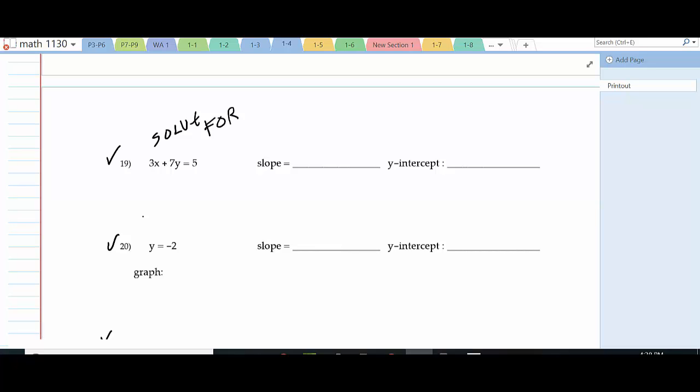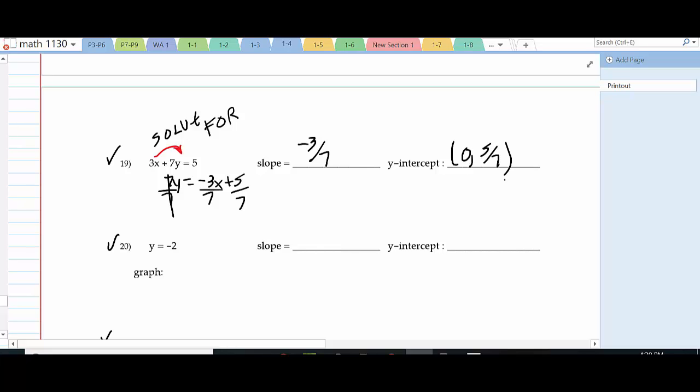Okay, so let's see. 19, what did you get for the slope? -3/7. Okay, -3/7. How about the y-intercept? And write it as a point, so write it as (0, 5/7). So this one's just solving for y, so you have 7y equals -3x plus 5, and then be sure you divide everything by 7. That gives you your solution. Your slope is -3/7, and your y-intercept is (0, 5/7). You'll do that all the time.